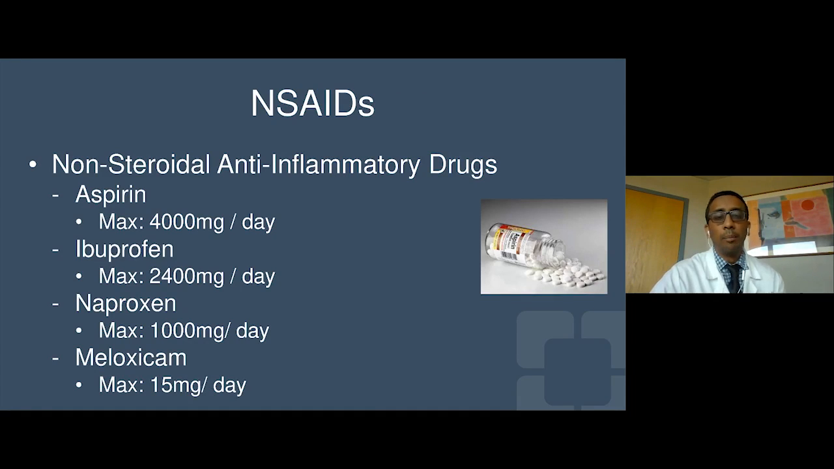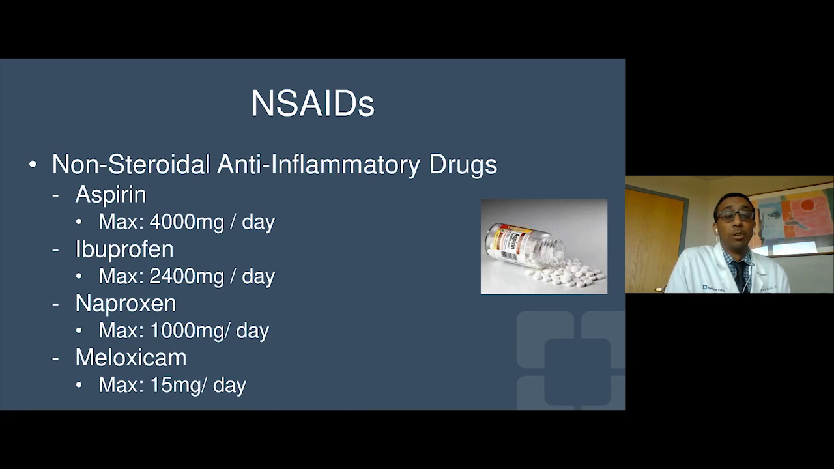And then the most common oral medication that's used for arthritis is NSAIDs, non-steroidal anti-inflammatory drugs. So anti-inflammatory, again, stopping or decreasing the inflammation. There's a bunch of different ones. The three main over-the-counter are going to be your aspirin, ibuprofen, and naproxen. Ibuprofen is the same thing as Advil, and naproxen is the same thing as Aleve.